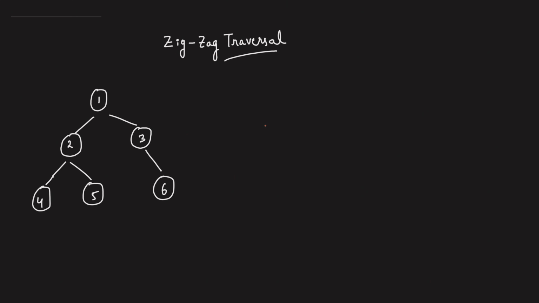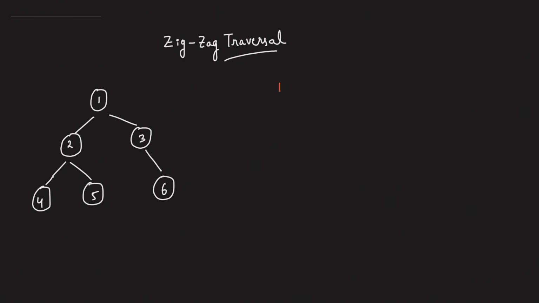So today we will be discussing the Zig-Zag Traversal from the Tree series. Now what does this traversal mean? So in the previous traversal, that is the level order traversal, you saw that the traversal was like 1, 2, 3, then 4, 5, 6. Now this is zig-zag, as the name suggests.